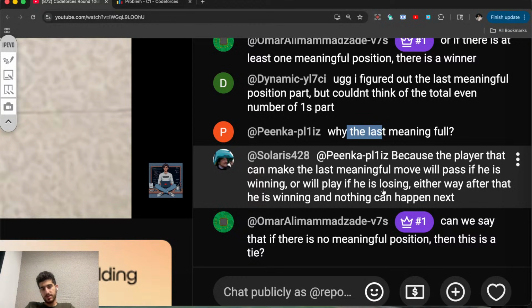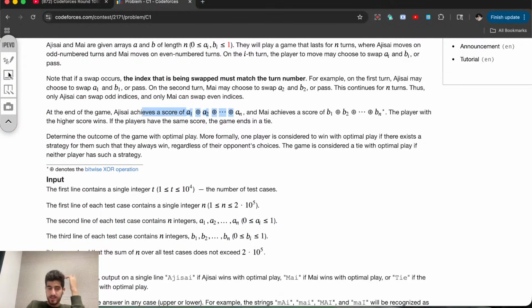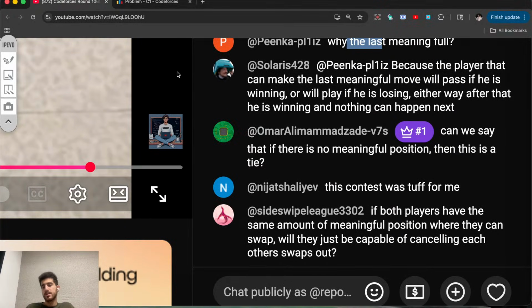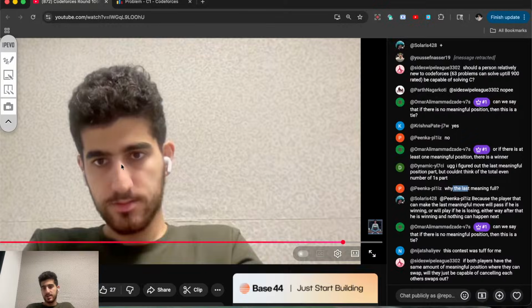Can we say that if there is no meaningful position, then this is a tie? If there is no meaningful position, it's definitely a tie. Why? Because definitely the number of ones will be even. If there is no meaningful position, then the number of ones is even because each position has either 2 ones or 0 ones. So the total number of ones will be even, modulo 2 will be 0. So we definitely have an even number of ones, not an odd number of ones, so it is definitely going to be a tie.